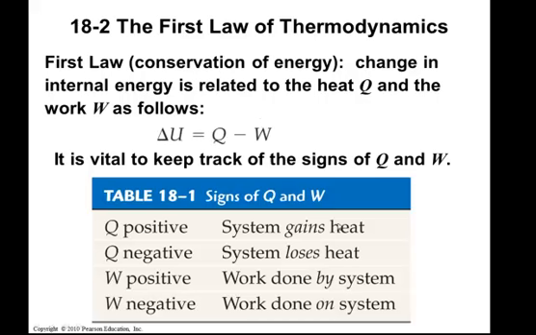If the system gains heat, meaning heat's coming into the system, then Q is positive. If the system is losing heat, then Q is negative. Now, if work is being done by the system on the surroundings, then the work is positive. But if work is being done on the system, then the work is negative. And you're probably going to need to be referring back to that chart as you do these problems.